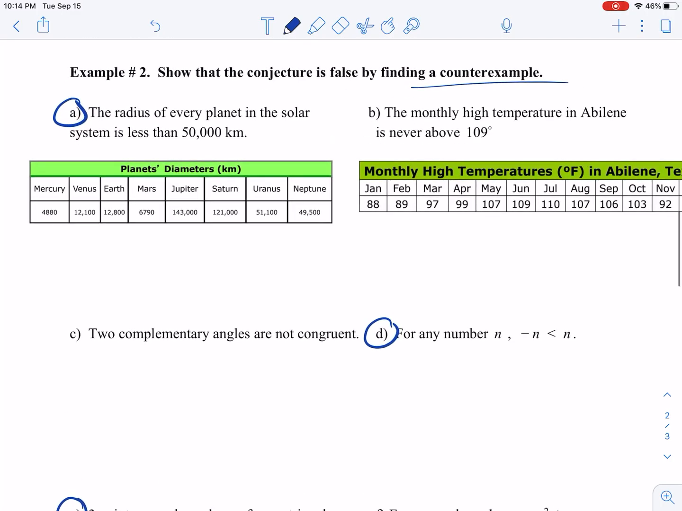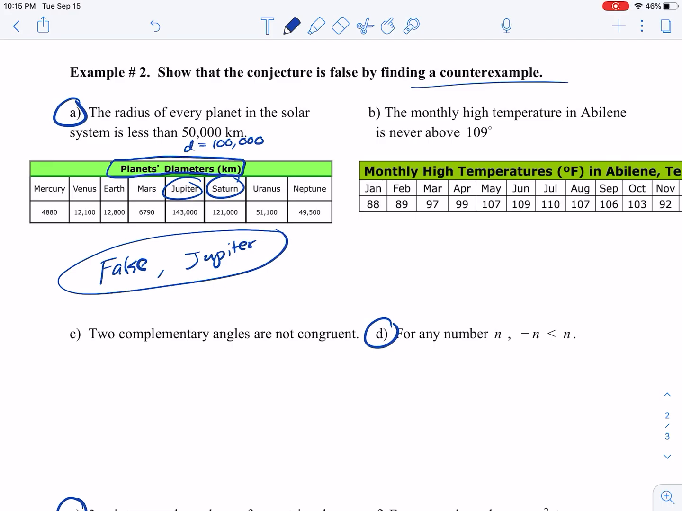A states the radius of every planet in the solar system is less than 50,000 kilometers. Well, here you're given planets' diameters, and we know that radius is half the diameter. So we're really looking for, if the radius is 50,000, then the diameter would be 100,000. So we're looking for any planet on here that has a diameter greater than 100,000, and hopefully you see there's obviously 2 on there, Jupiter and Saturn. So you can just pick one. Jupiter is a counterexample. That conjecture is false.